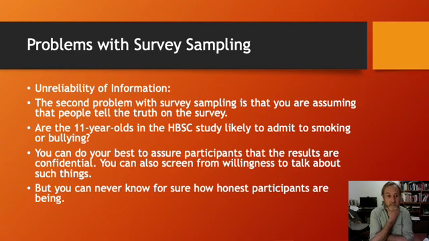Another problem with survey sampling is unreliability of information. You may have wondered, when they assess these children's health by asking them if they think they are healthy, how many of these kids are going to be honest about that? Aren't you just going to want to report, yeah, I'm healthy? People often will lie or bend the truth or try to appear better than they are, even if they know they're dealing with an anonymous survey.